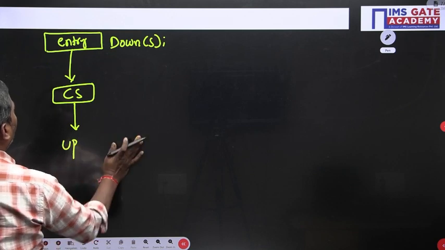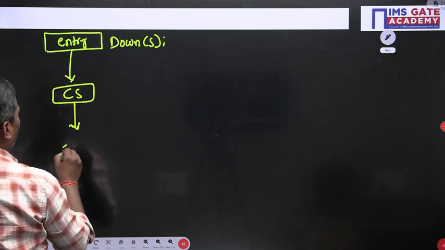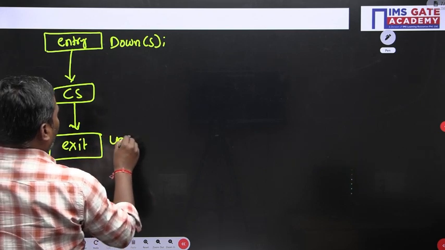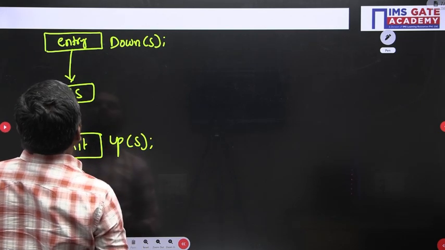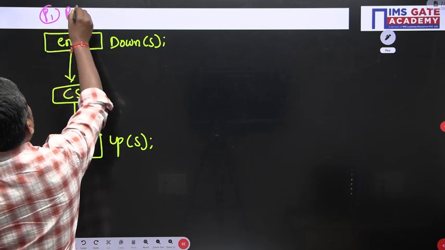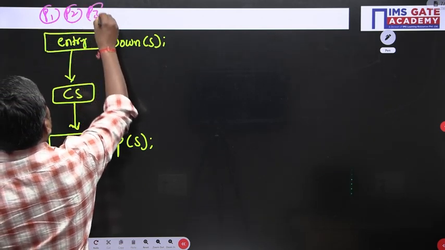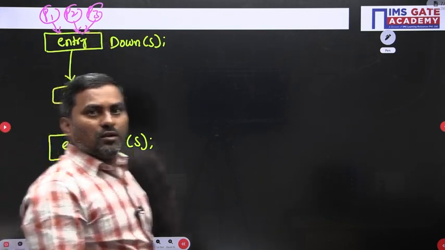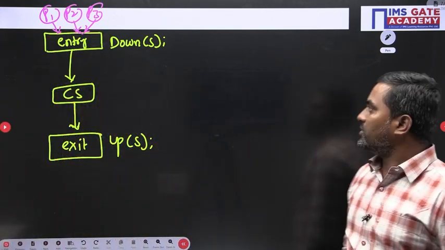Under the exit section, I'll be using up of S. So a race condition is there: process P1 trying, maybe process P2 trying, maybe process P3 or n number of processes trying to enter the critical section.